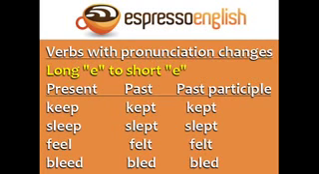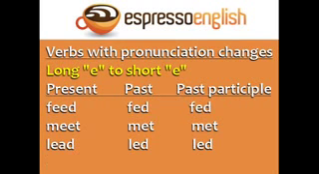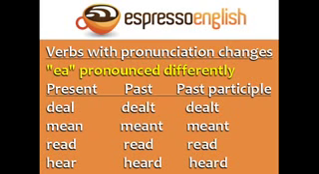Another group of irregular verbs is verbs with pronunciation changes, for example, long E to short E. Keep, kept, kept. Sleep, slept, slept. Feel, felt, felt. Bleed, bled, bled. Feed, fed, fed. Meet, met, met. Lead, led, led. Another group has EA pronounced differently from the present to the past and past participle.